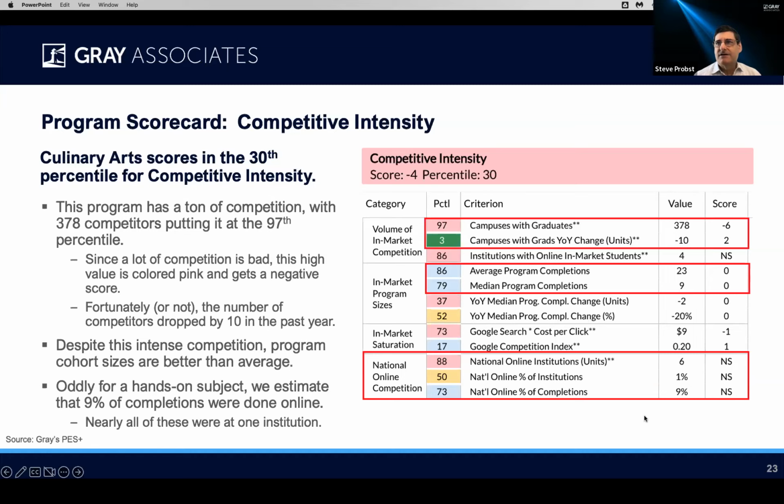Other things down here, oddly enough, this was a surprise, 9% of the reported grads with a certificate or associates in culinary arts completed the program online. Kind of a strange idea. I don't know how you do cooking online, but it turns out there's one school whose name I'm blanking on, which has a program that reports about 700 graduates a year online. That's what they reported for 2020.